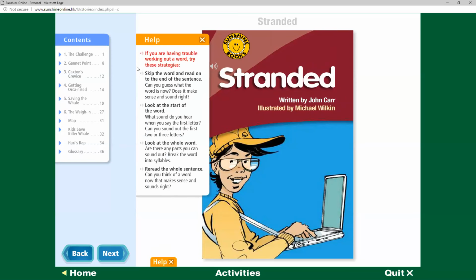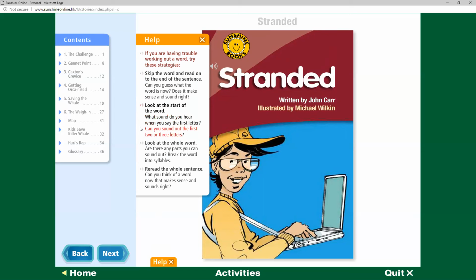If you are having trouble working out a word, try these strategies. Skip the word and read on to the end of the sentence. Can you guess what the word is now? Does it make sense and sound right? Look at the start of the word. What sound do you hear when you say the first letter?